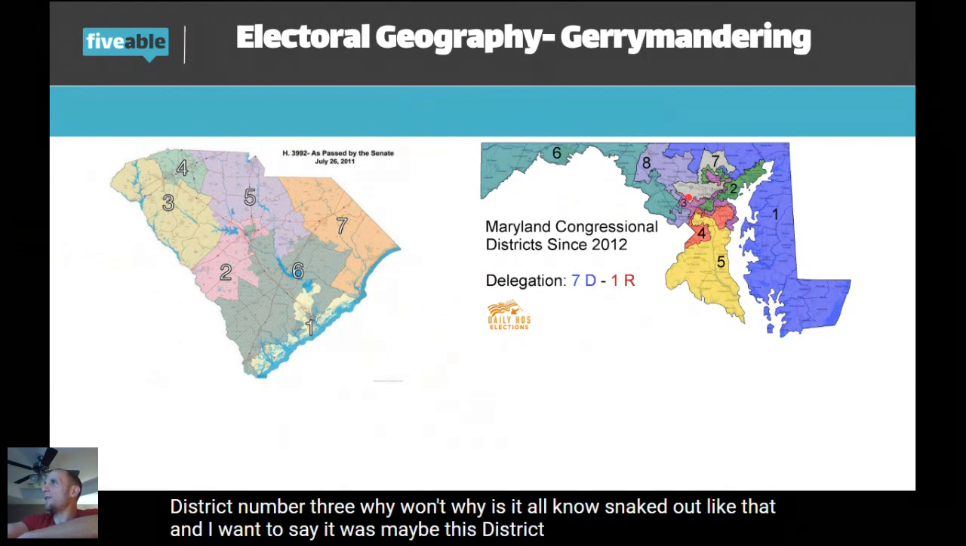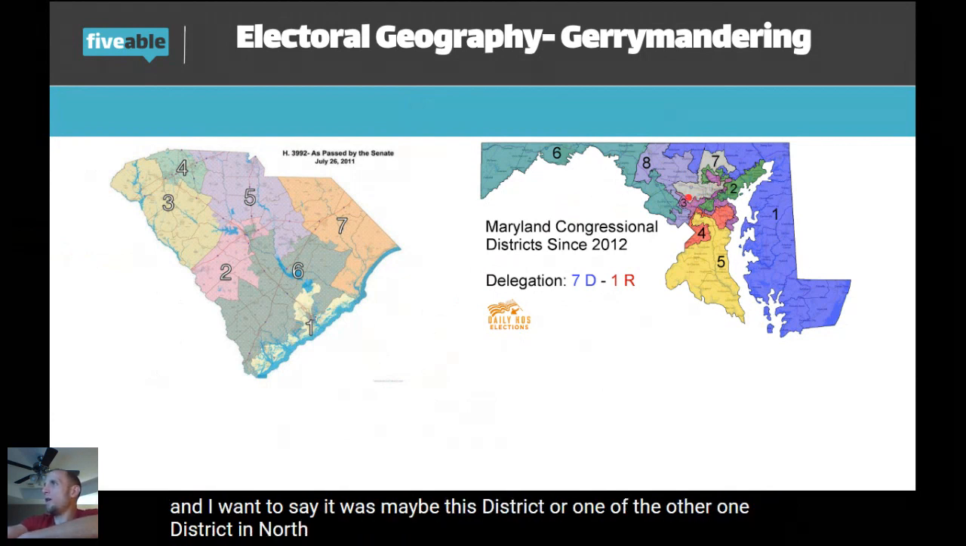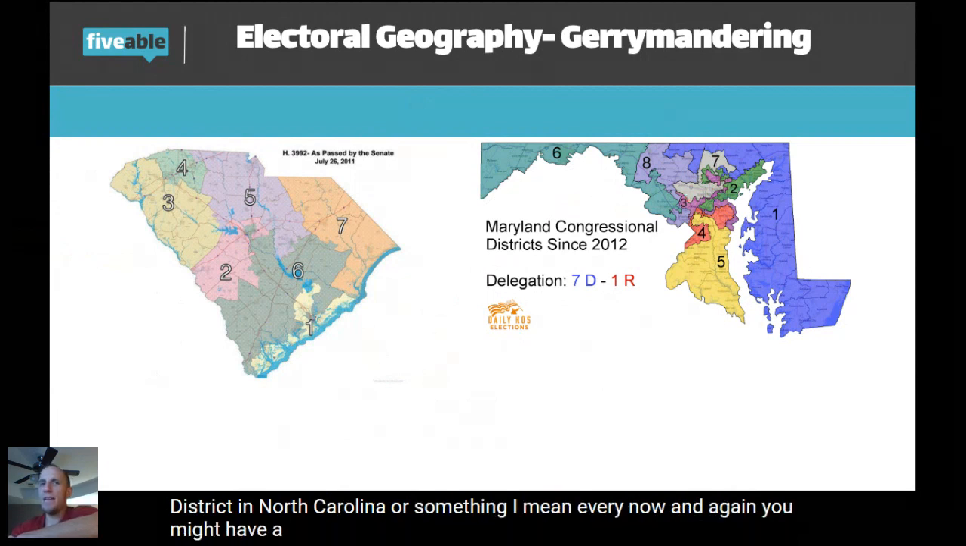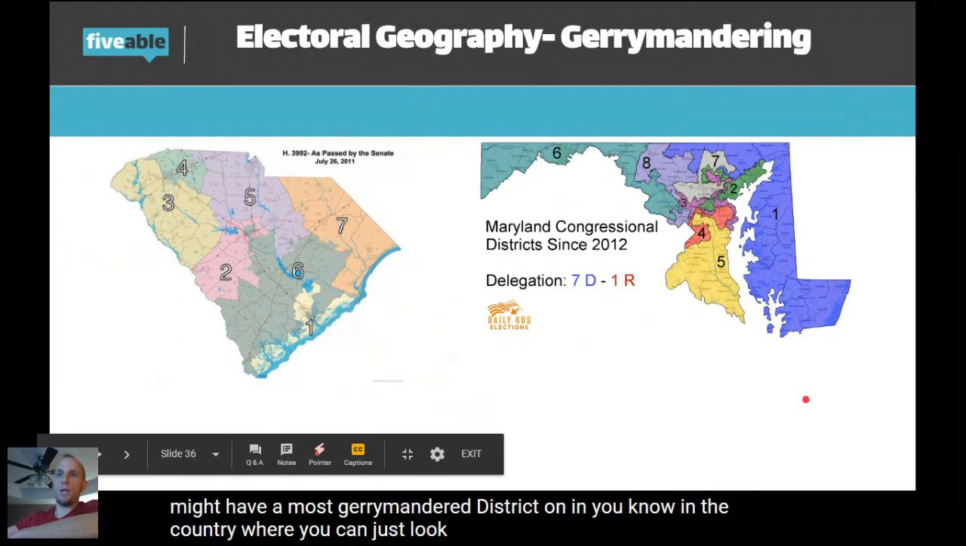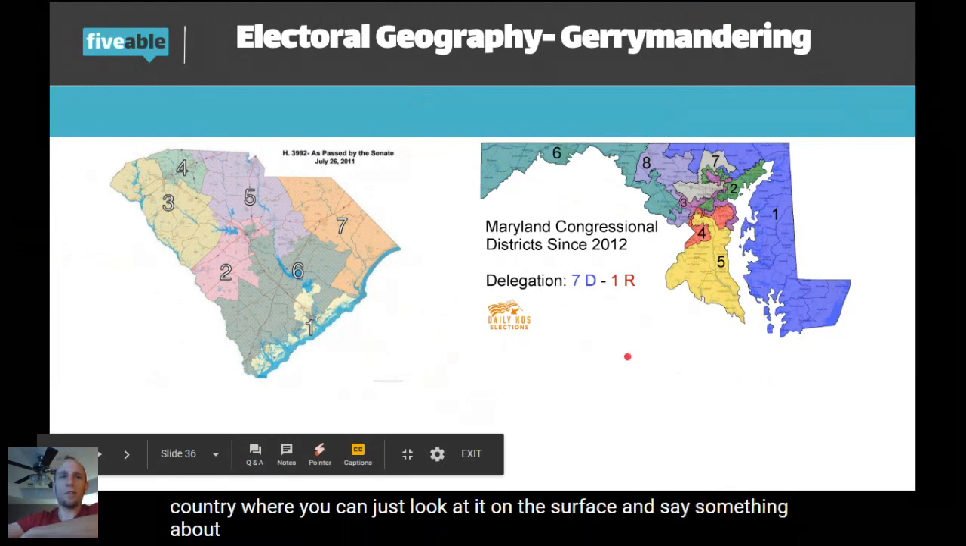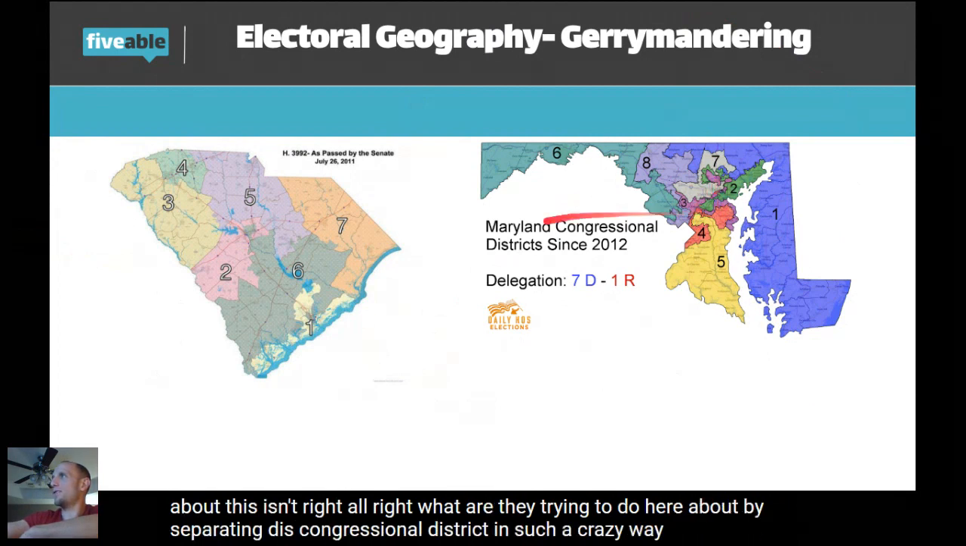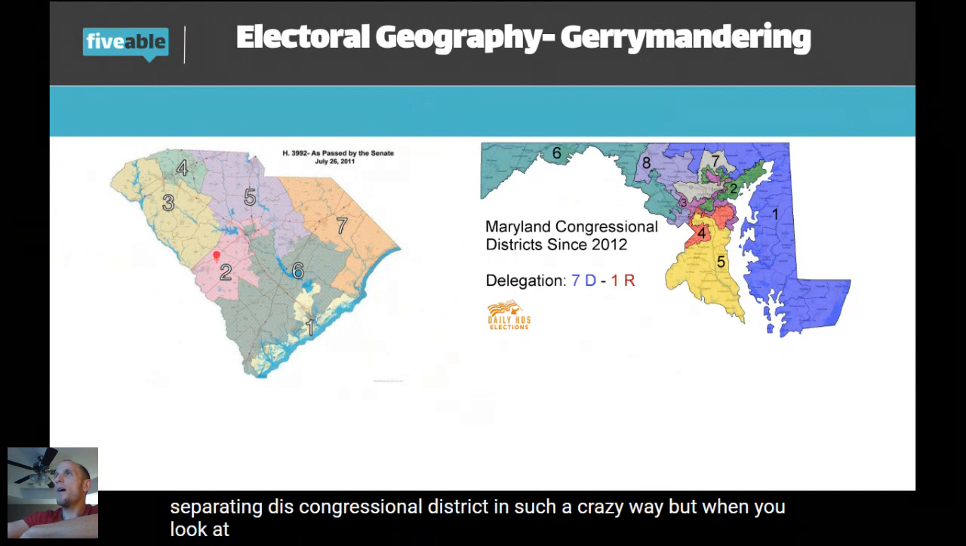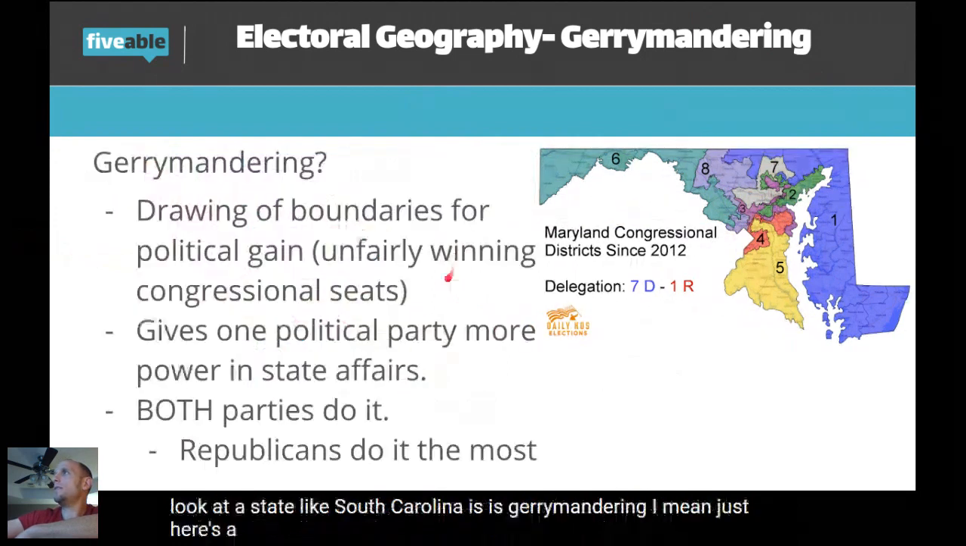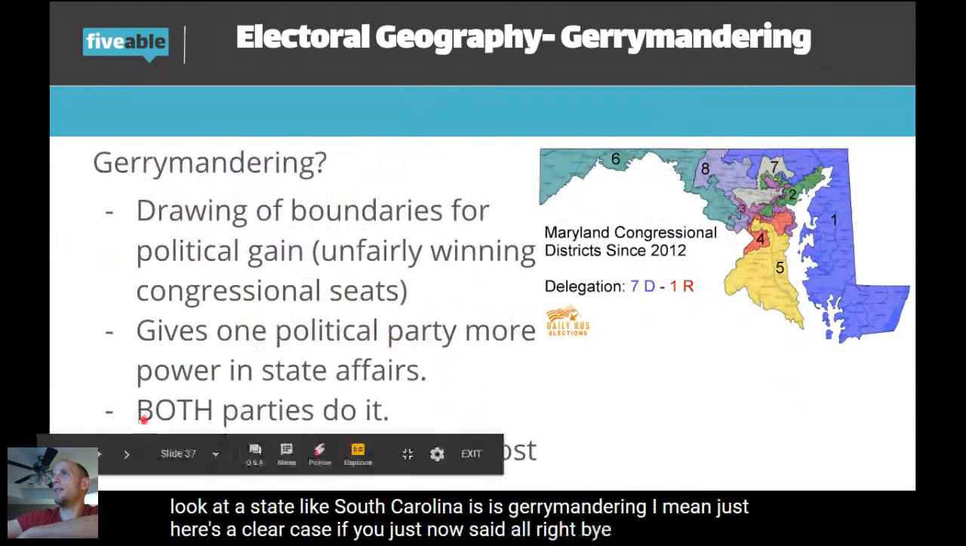And I want to say it was maybe this district or one other district in North Carolina. I mean, every now and again, you might have a most gerrymandered district in the country, where you can just look at it on the surface and say, something about this isn't right. All right, what are they trying to do here by separating this congressional district in such a crazy way? But when you look at a state like South Carolina, is gerrymandering, I mean, this here's a clear case, like you just now said, right?